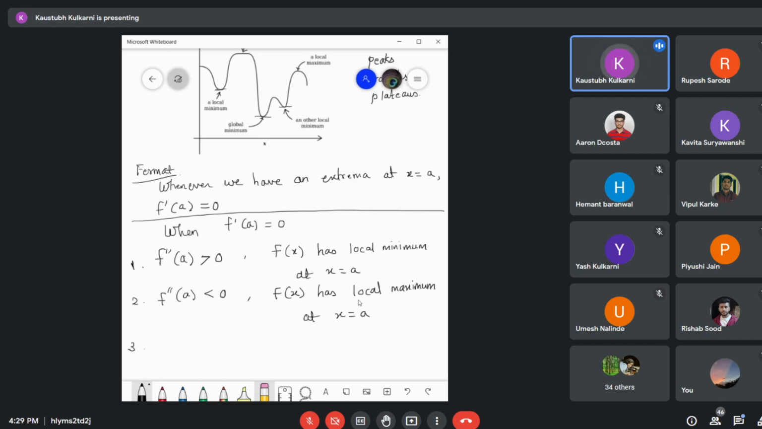And now there is still a tricky case where f double dash of a is also equal to 0, which normally happens in case of a plateau, because the first derivative also stays constant in this region. So in such a case, we can say that there is no new information about f(x).